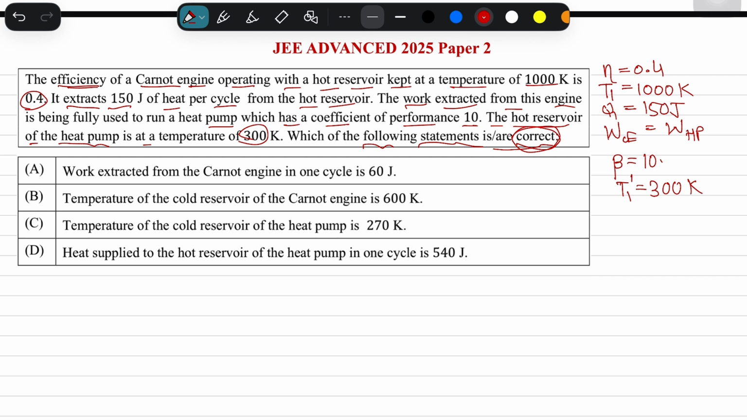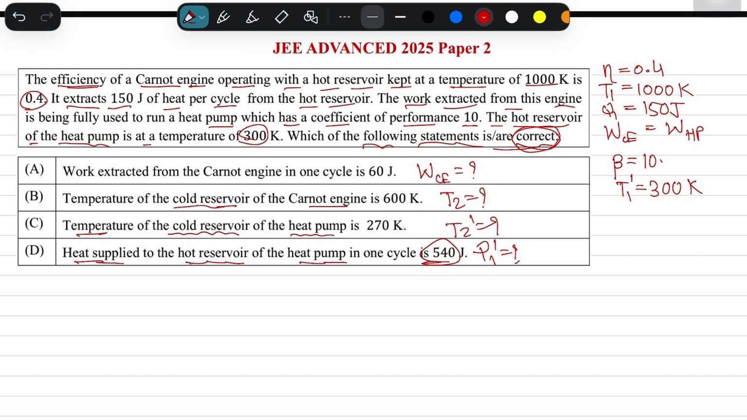First thing is given as work extracted from the Carnot engine in one cycle. So work from the Carnot engine is equal to how much? We need to check the temperature of the cold reservoir of the Carnot engine, so that is T2 is equal to how much? Temperature of the cold reservoir of the heat pump, mind well, it is T2 dash. And the next thing, heat supplied to the hot reservoir of the heat pump in one cycle. So heat from the hot reservoir is Q1 dash is equal to how much? So these are the four details we need to check.